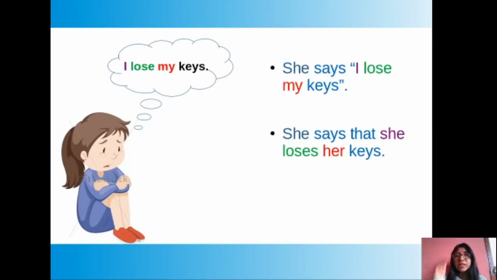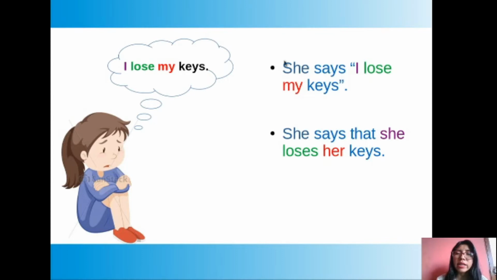We are going to see the first example, okay? Pay attention. Here we have an example of affirmative sentence, okay? For example, she says, I lose my keys, okay? She thinks that. I am going to report. Remember, we can report in direct way or in indirect way. Remember, we have to use the introductory part.